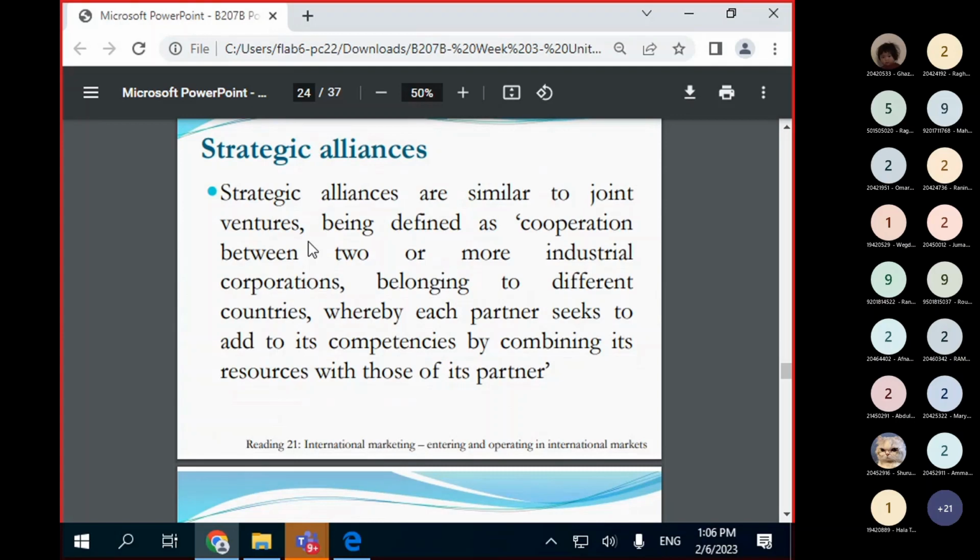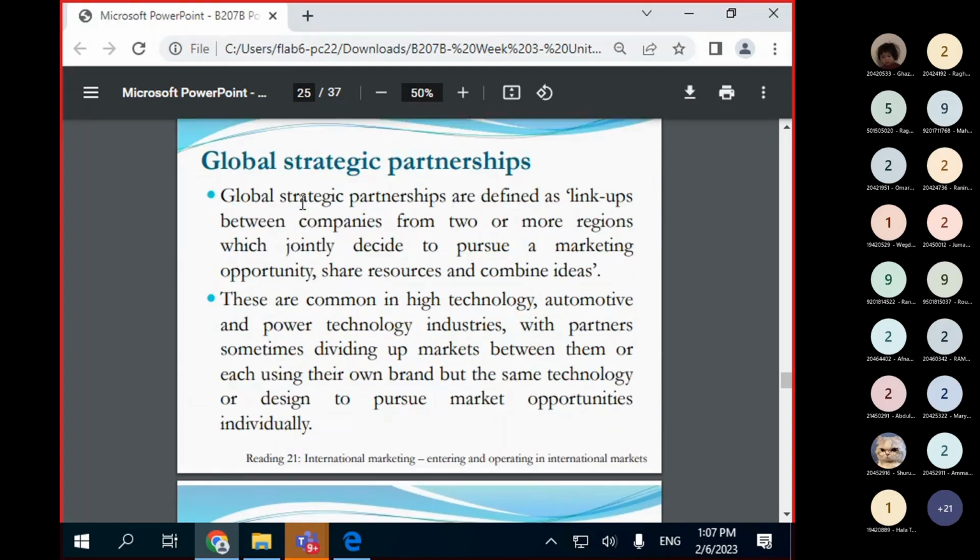The alliance, strategic alliance, is also similar to joint ventures. You will ask me, how are they different? What differs them are the terms that are mentioned in the contract. Okay, so it's a cooperation between two or more industrial corporations belonging to different countries. So here we have organizations from different countries coming together, forming what we call a strategic alliance. Okay, strategic alliance. Also, they need each other's resources, each other's competencies to create something new.